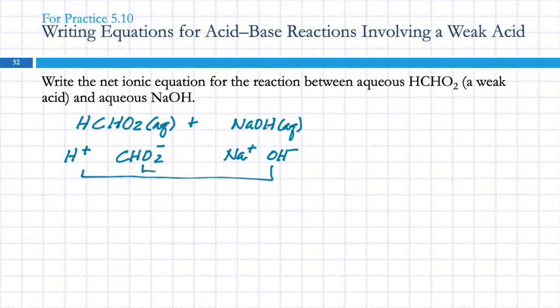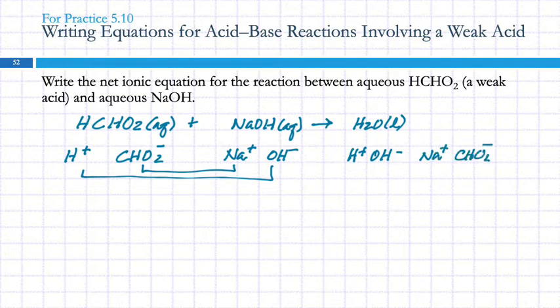Then we're going to swap partners, because we have to figure out what the products are. So we've got the H plus and the OH minus, which becomes water. And we have Na plus and CHO2 negative. Is that soluble? Yeah, sodium, soluble. Now it didn't ask us to write the molecular equation, but it can be really helpful to do so.